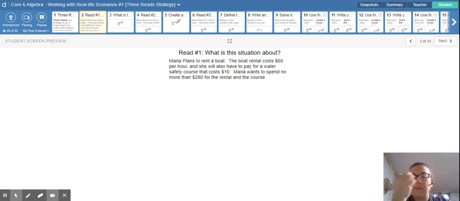All right, we're going to go over the 3 reads strategy. I'm going to go through the first few slides of this Desmos just to make sure that you have a solid understanding of how to use the 3 reads method with this example.